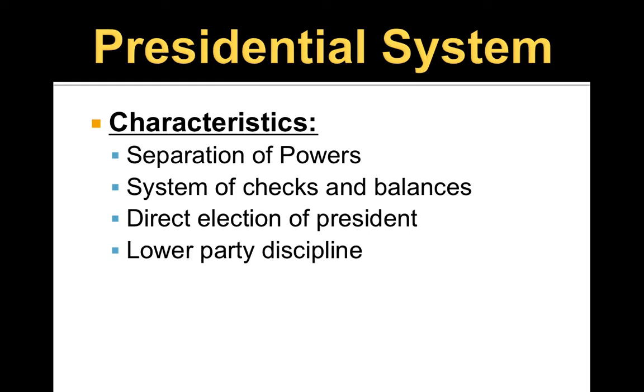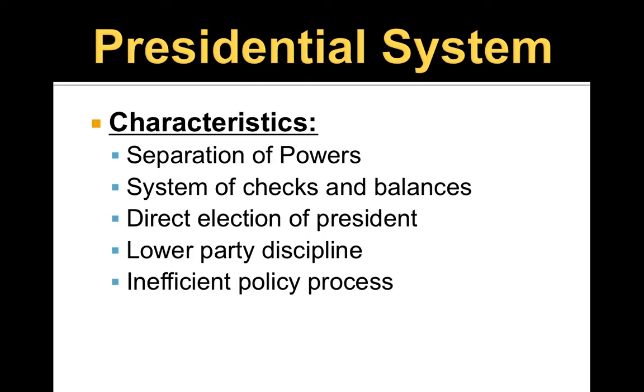This gets fairly intricate as well, but there's very low party discipline in presidential systems, or lower party discipline, because the executive branch and the legislative branch are not part of one entity. So it's not as costly to vote against your party. And a lot of times in the United States, you'll have Democrats and Republicans voting against what the rest of their party is doing.